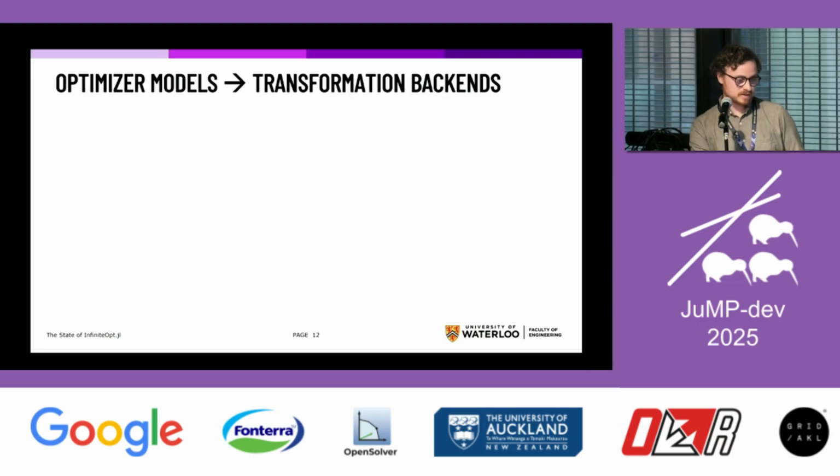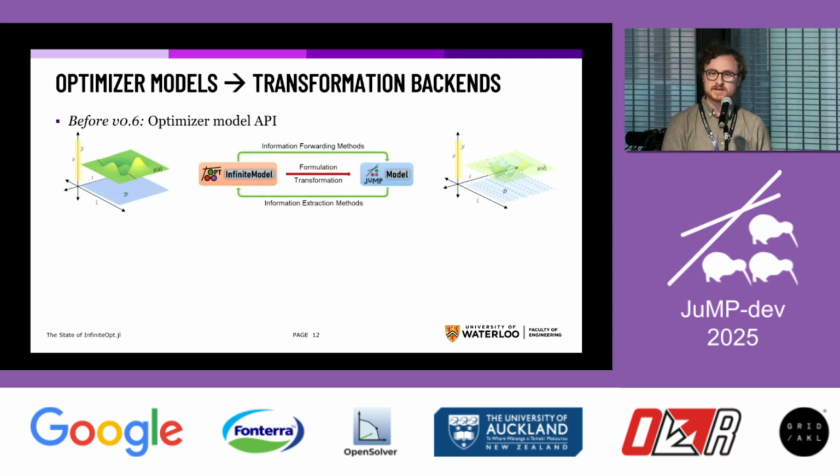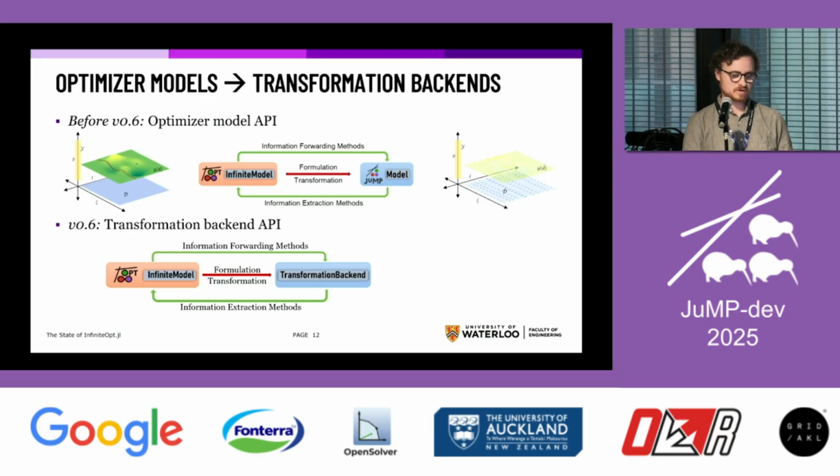Another big change we had is the paradigm we use to go about solving models in InfiniteOpt. Before, we had this paradigm that we called optimizer model. Essentially, your infinite model would be translated in some way to a JuMP model and then solved. We were general, so you could do any transformation you wanted into a JuMP model, but it had to be a JuMP model. Now we've generalized that to what we call the transformation backend API, which enables us to transform it into what we call an abstract transformation backend, which can be anything. We have a default subtype for JuMP models, but we can also do other things.